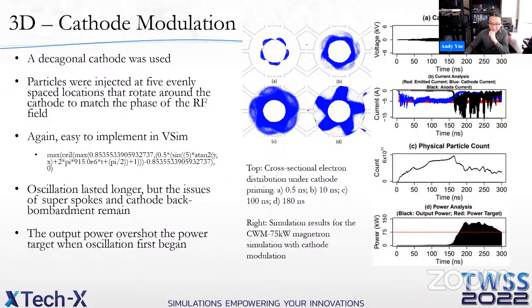And the result of this function, as you can see in the particle distribution plot in the middle top, is that we have exactly what we want in this case. We have injected electrons at 5 distinct locations, and these locations rotate to form this oscillation.